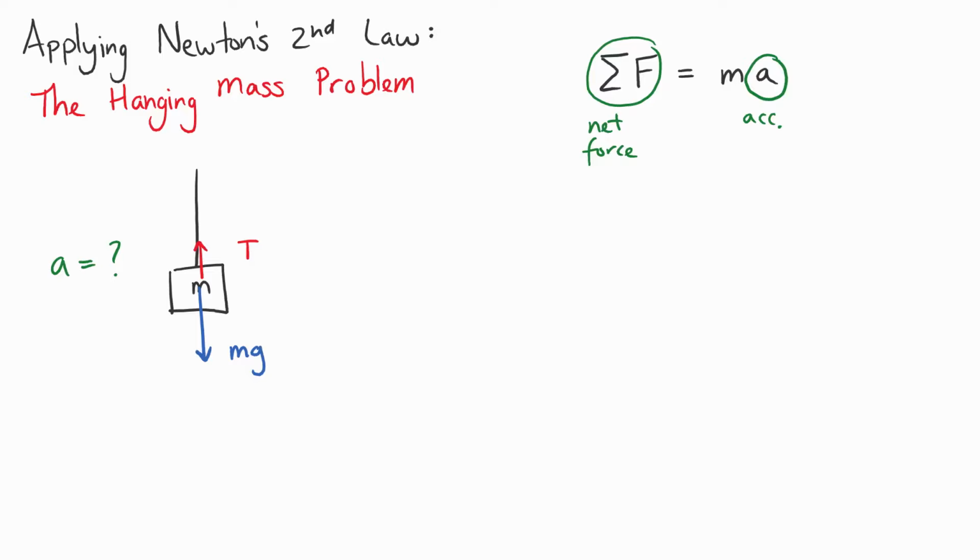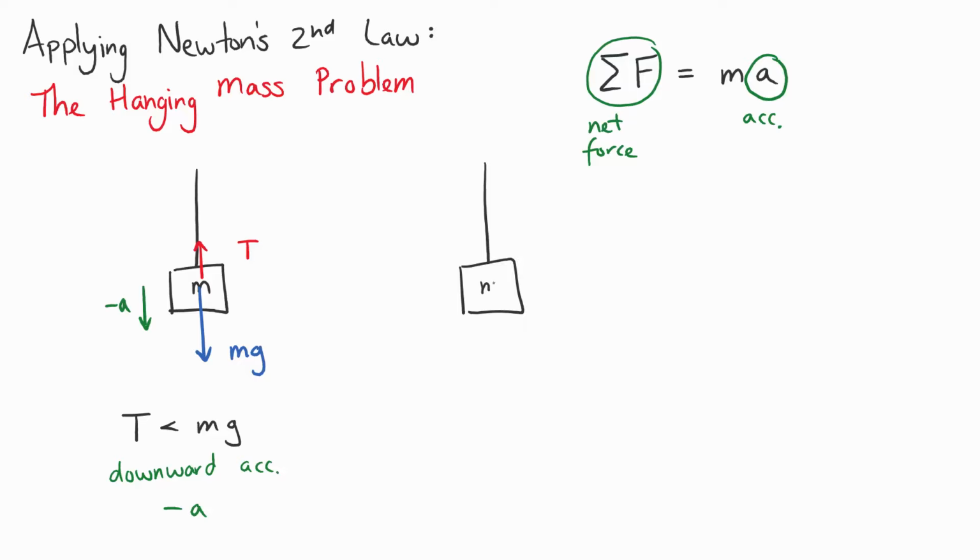Now in this situation, as you've seen, I've drawn the tension much smaller than the weight. So if the tension is less than the weight, we'll have a negative acceleration, or a downward acceleration. So the acceleration is no longer unknown. We know that the acceleration is going to be in the negative direction. And the reason is because the weight exceeds the upward tension, which means the acceleration will be in the downward direction.